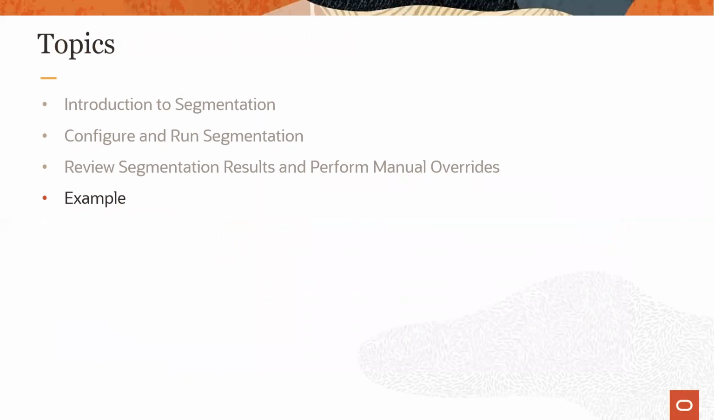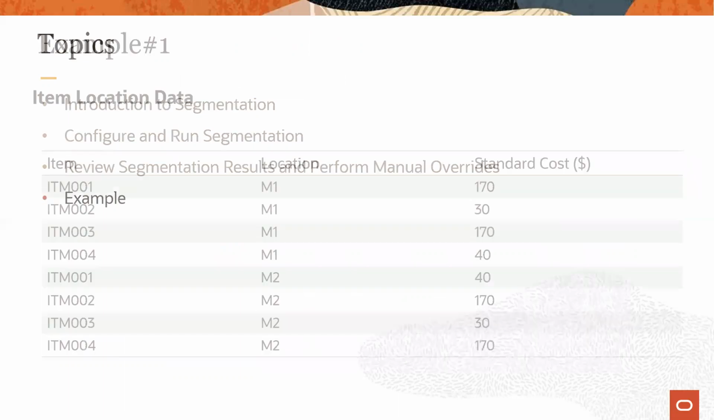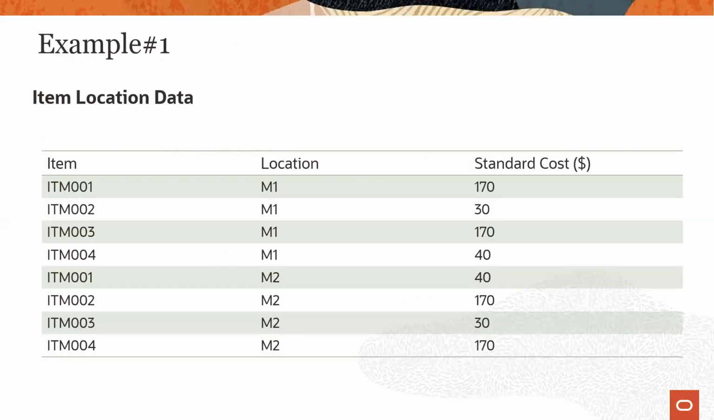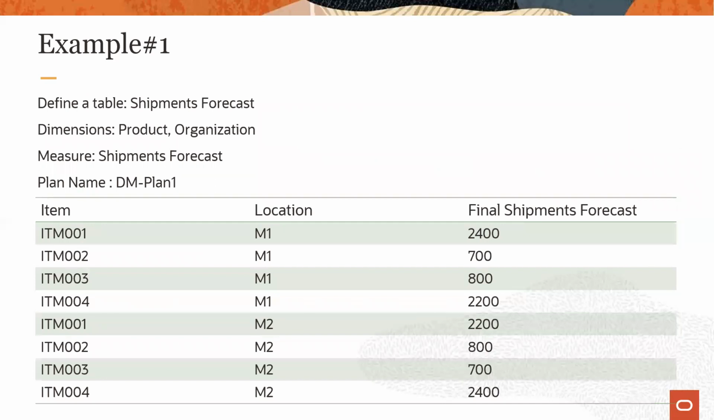Now, using an example, let us discuss how segmentation is done. This table shows standard cost for each item location. This can be viewed in the items table. To define measure-based criteria, you need to first define a table under a plan with the required measures and dimensions. The table here shows aggregated final shipment forecast by each item location.